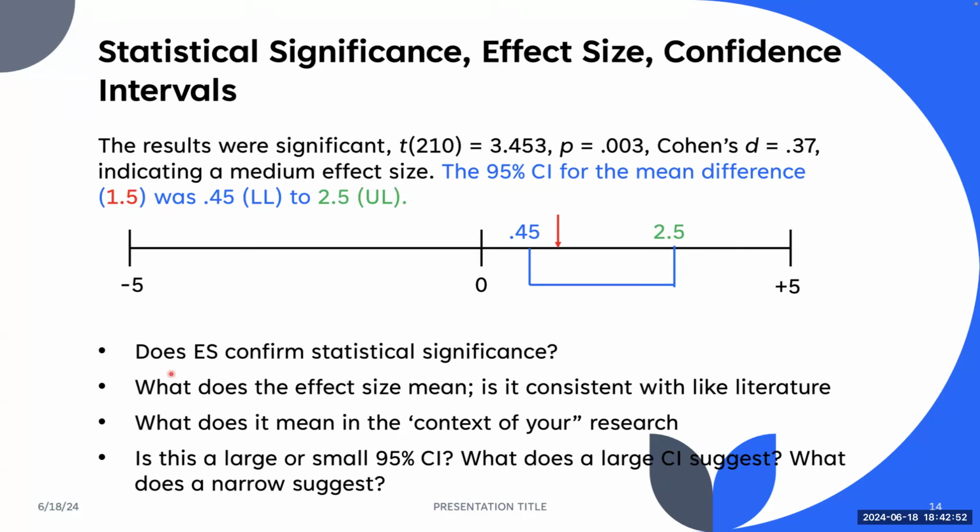Now, things that you want to look at: does the effect size confirm statistical significance? What do I mean by that? It also helps support significance. Notice that when we make a hypothesis, we say there is no difference between group A and group B, meaning the true null value is no difference. We won't be on this side or this side; there's going to be no difference.